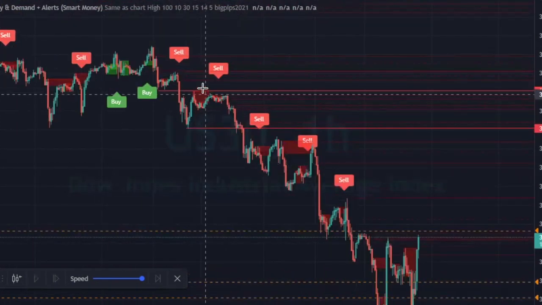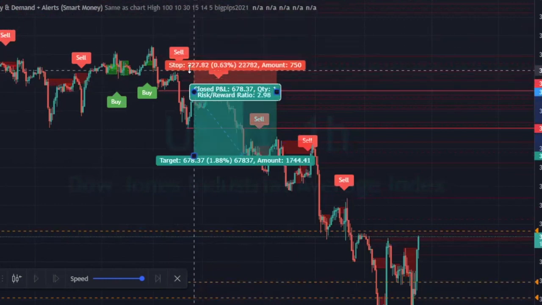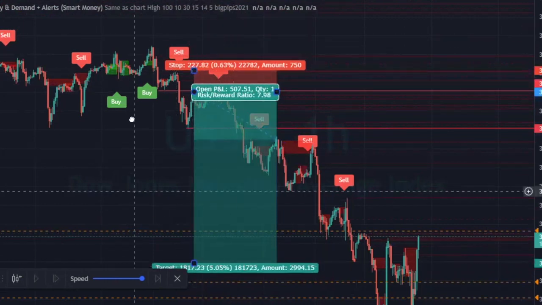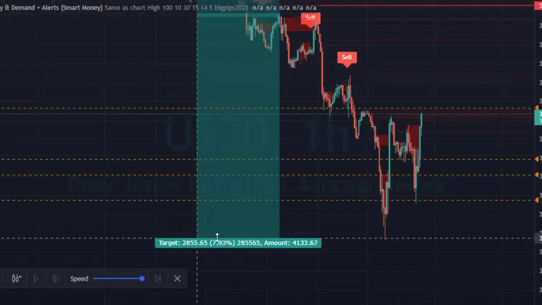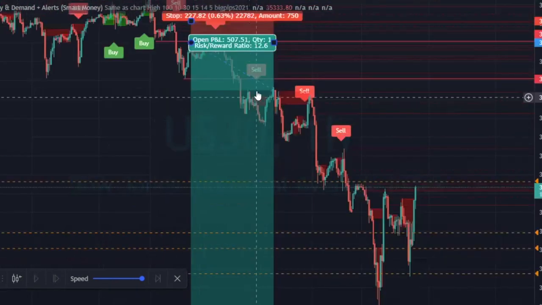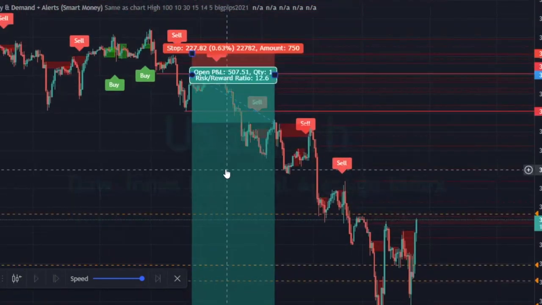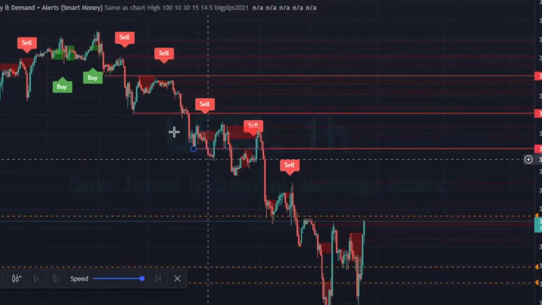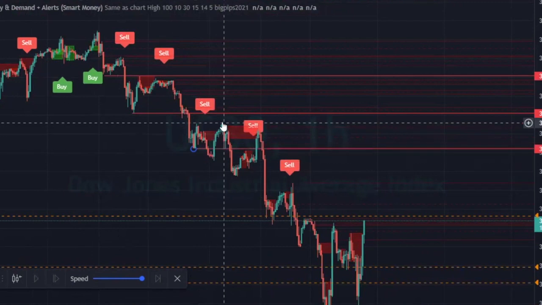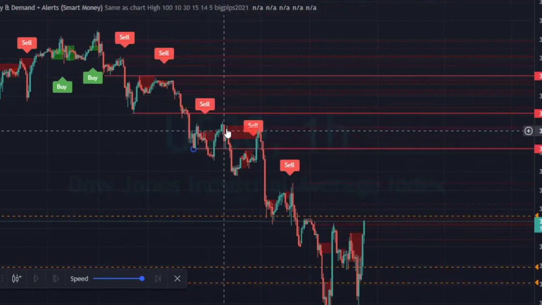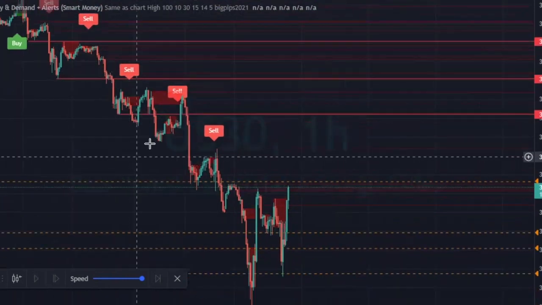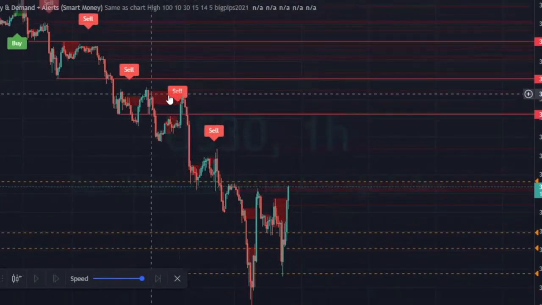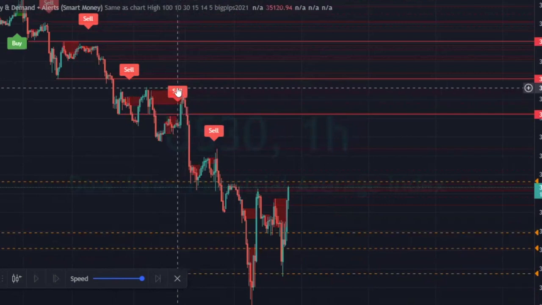So if you would have done something like this, boom, you would be at a 1 to 12 right there. Risk 1,000, make 12,000 kind of thing, right? This right here broke structure down, pulled up. You would have had some kind of a break of structure on a lower time frame right here, you could have sold off. This came back up to mitigate again. You could have taken a sell right here with a tiny stop.